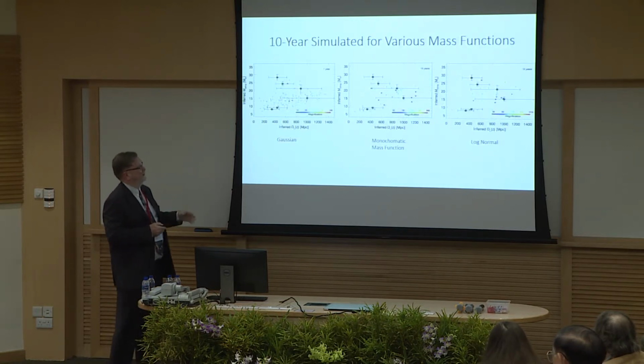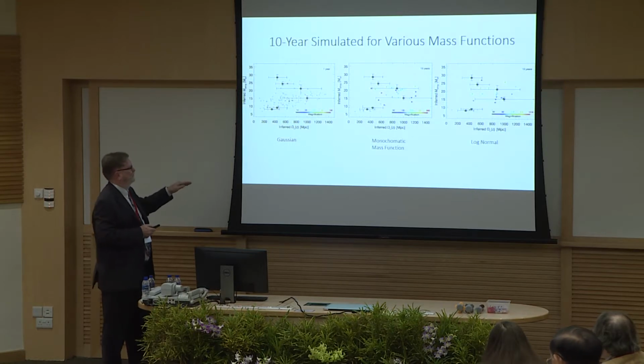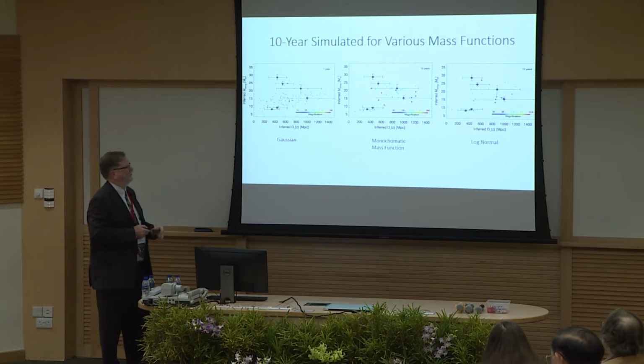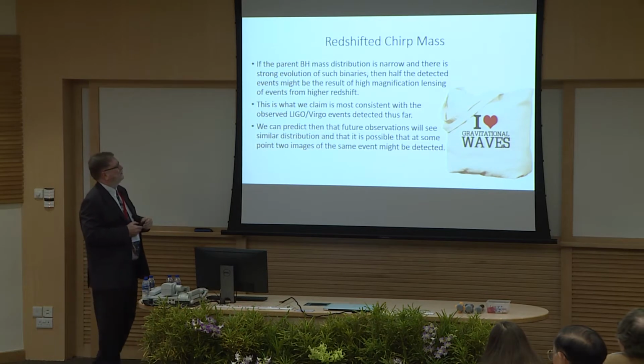Okay, and this is more plots trying different scenarios with Gaussian and monochromatic log normal. What kind of things can you get, and so forth.